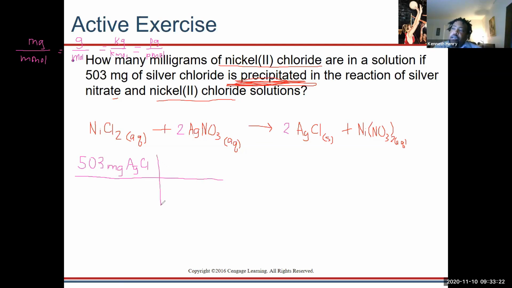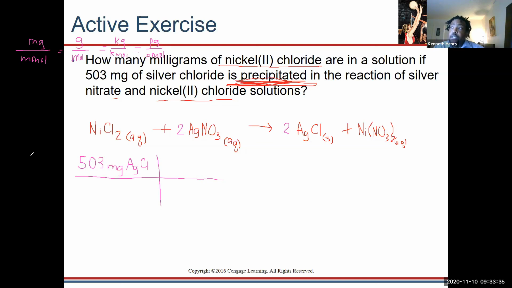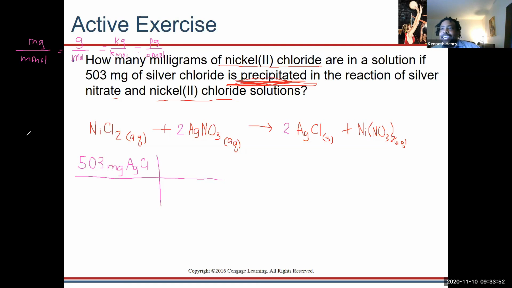What is the molar mass of silver chloride? Not the number of moles, the molar mass. Where do I find the molar mass? You add together the atomic masses. That's the thing in the periodic table, right? Yes. Okay.